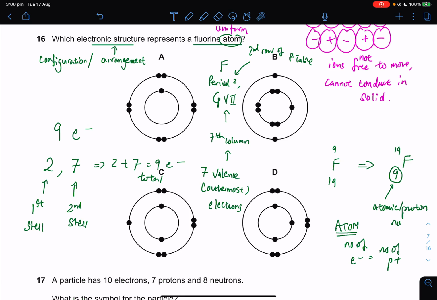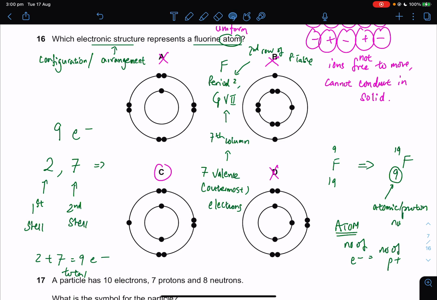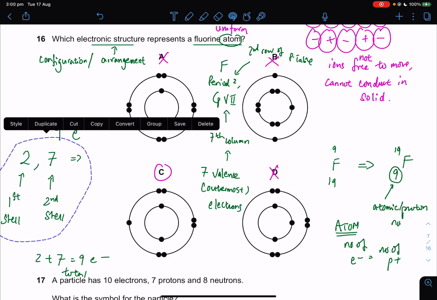So we count. This one here is definitely wrong because it has more than 2 in the first shell, so I can cross out B. B cannot be the answer. Here I have 1, 2, and 3 in the first shell, so I can cross out D. Here I have 1 in the first shell, so I can cross out A, because there is only 1 electron there. Here I have 2 in the first shell, and I have 2, 4, 6, and 7. So very clearly C is the answer there. I'll just move that away, and C is the only acceptable correct answer.